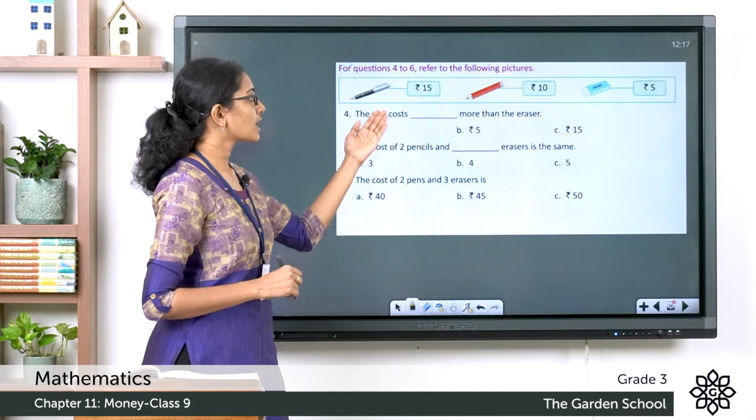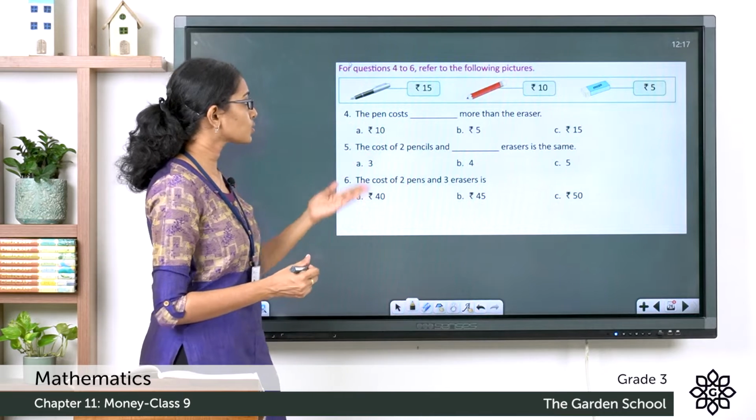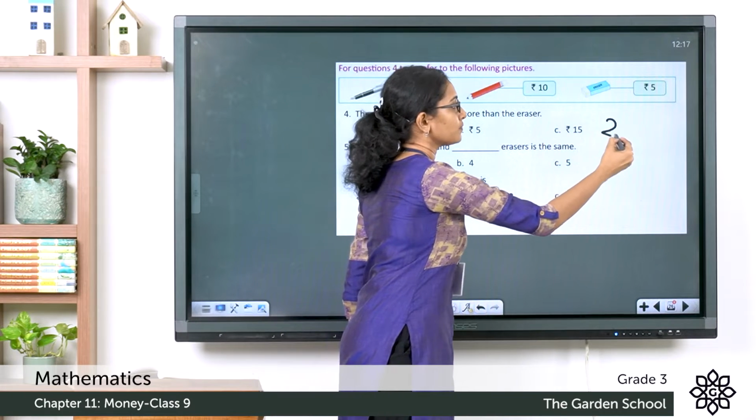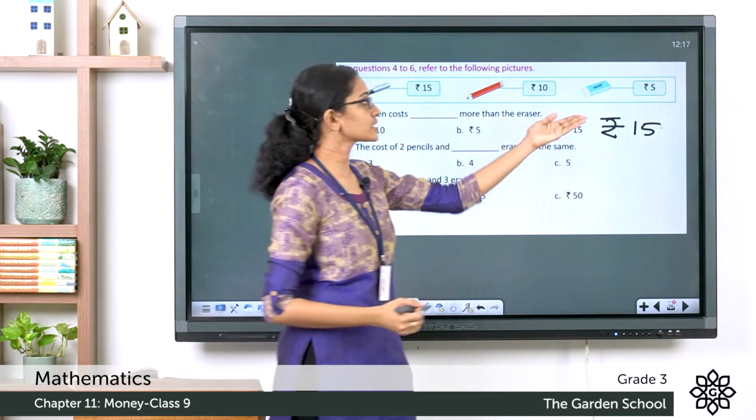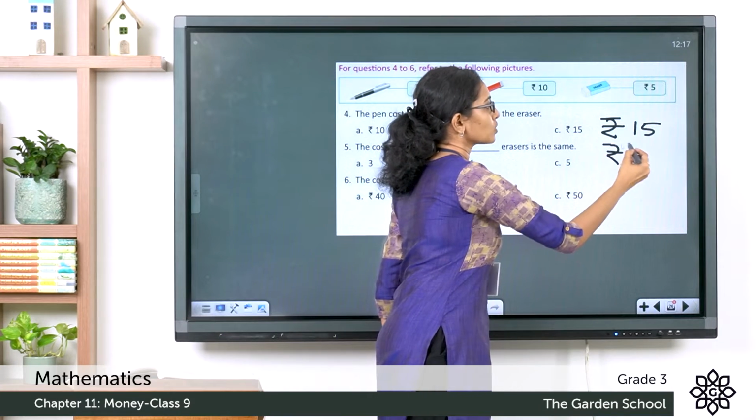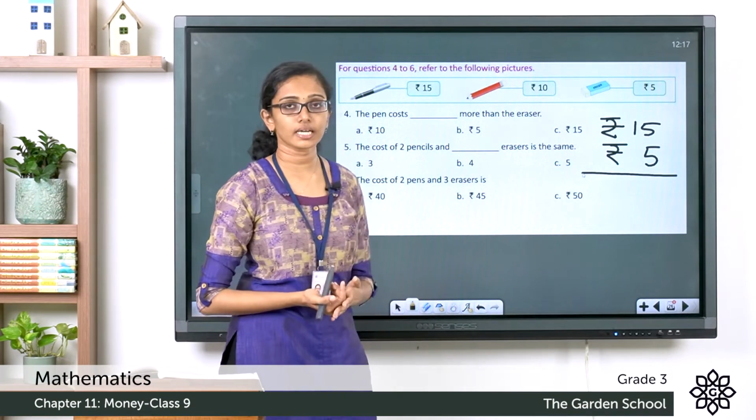The pen costs dash more than the eraser. What is the cost of the pen? The cost of the pen is equal to 15 rupee. And what is the cost of an eraser? It is equal to 5 rupee. So how much more is the cost of pen than that of the eraser?